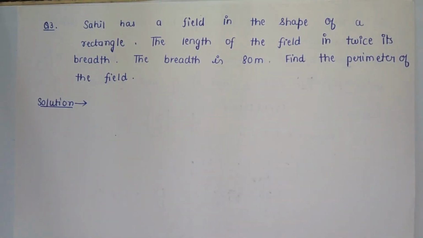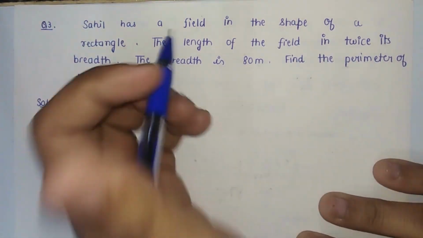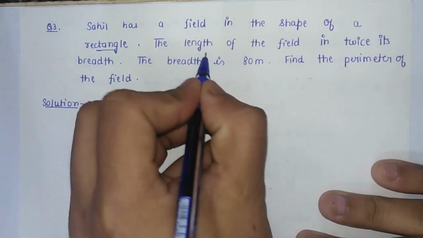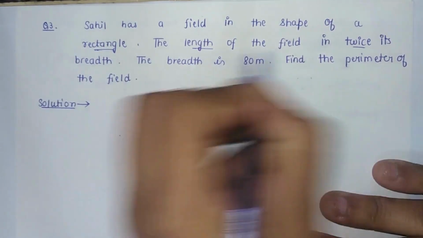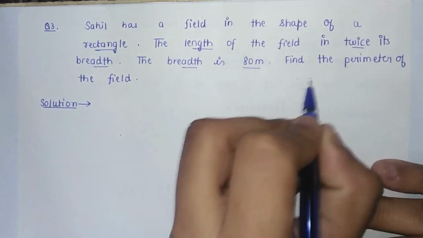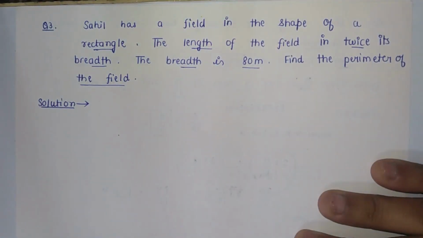Let's take a look at question number 3. Sahil has a field in the shape of a rectangle. The length of the field is twice its breadth. The breadth is 80 meters. Find the perimeter of the field.